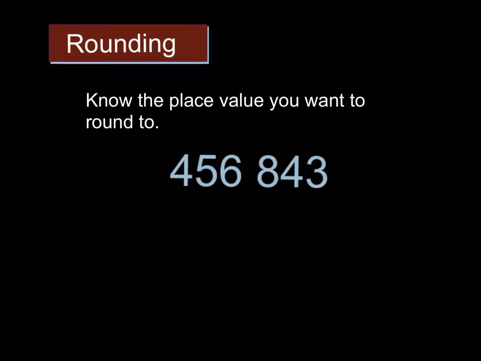For example, say you're asked to round 456,843 to the nearest 10. How are we going to do that? Well, it's the nearest 10, so let's start by finding the tens place, which is right here. You can see there's a 4 in the tens place. So what we're being asked to do then is to say whether this number is closer to 840 or 850, because that's the tens place.